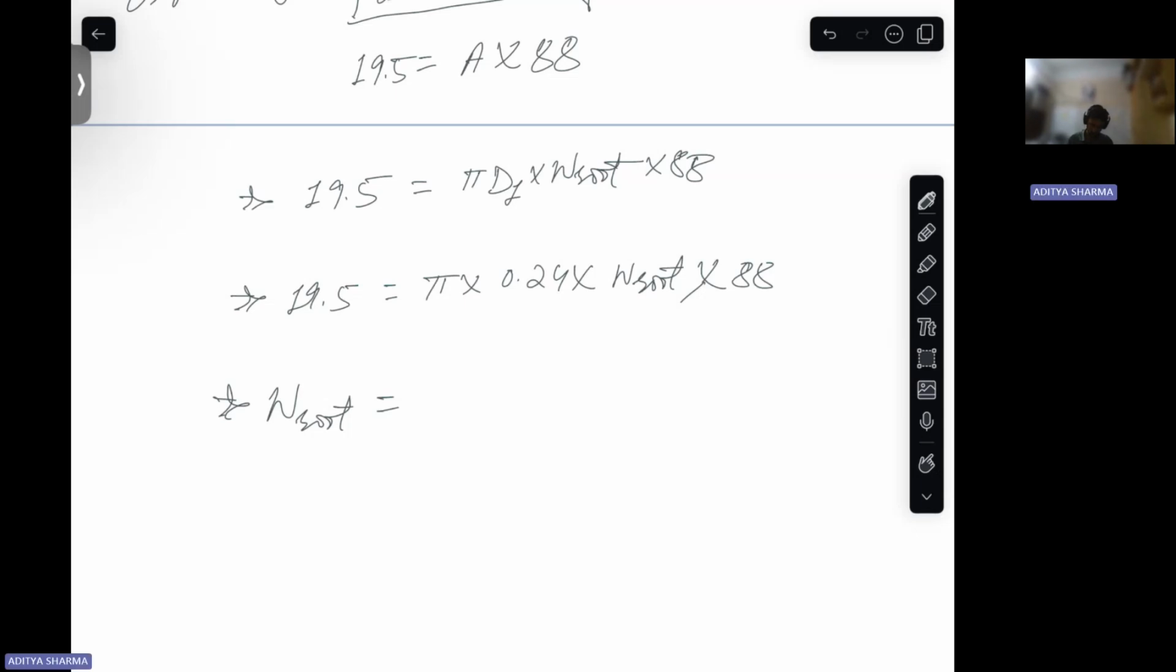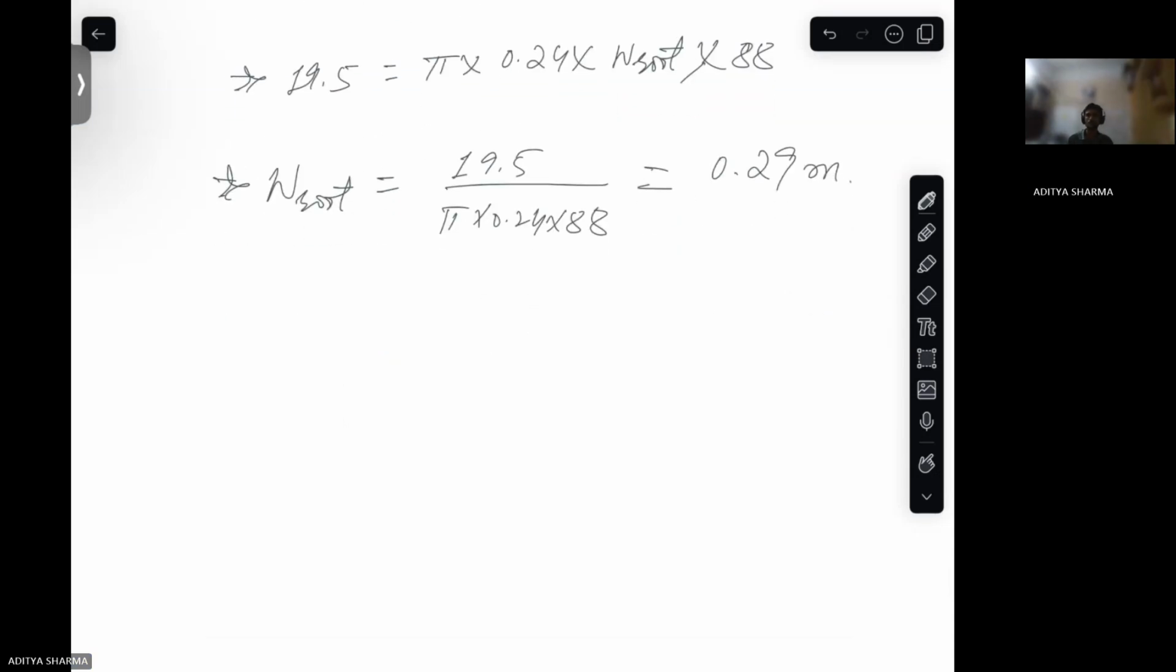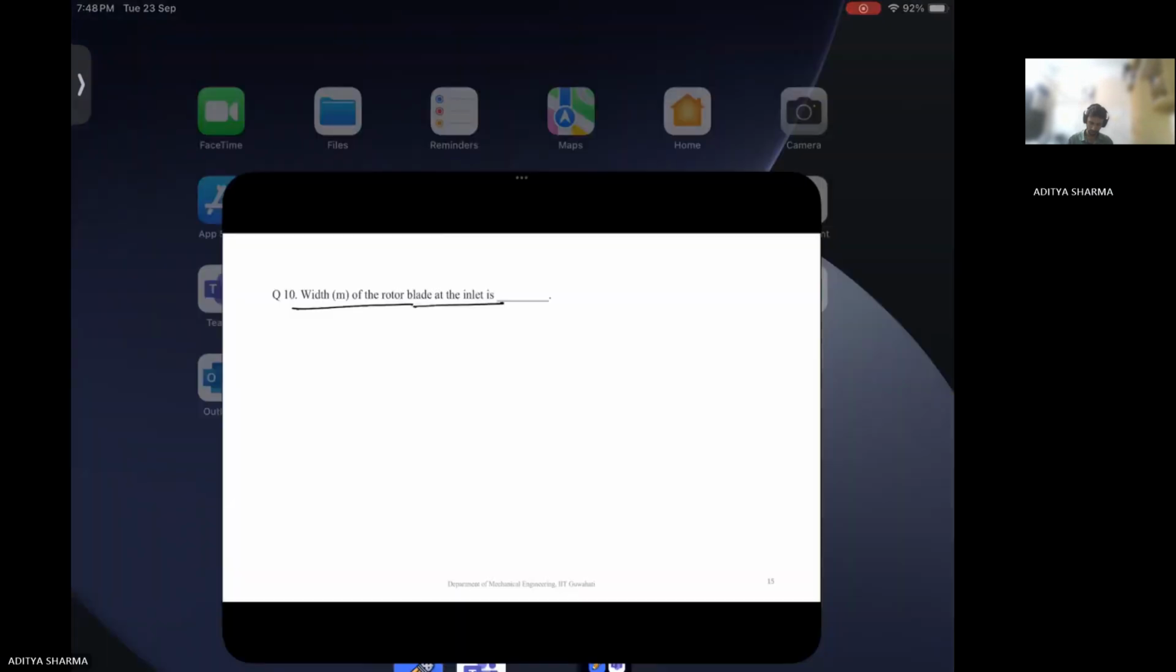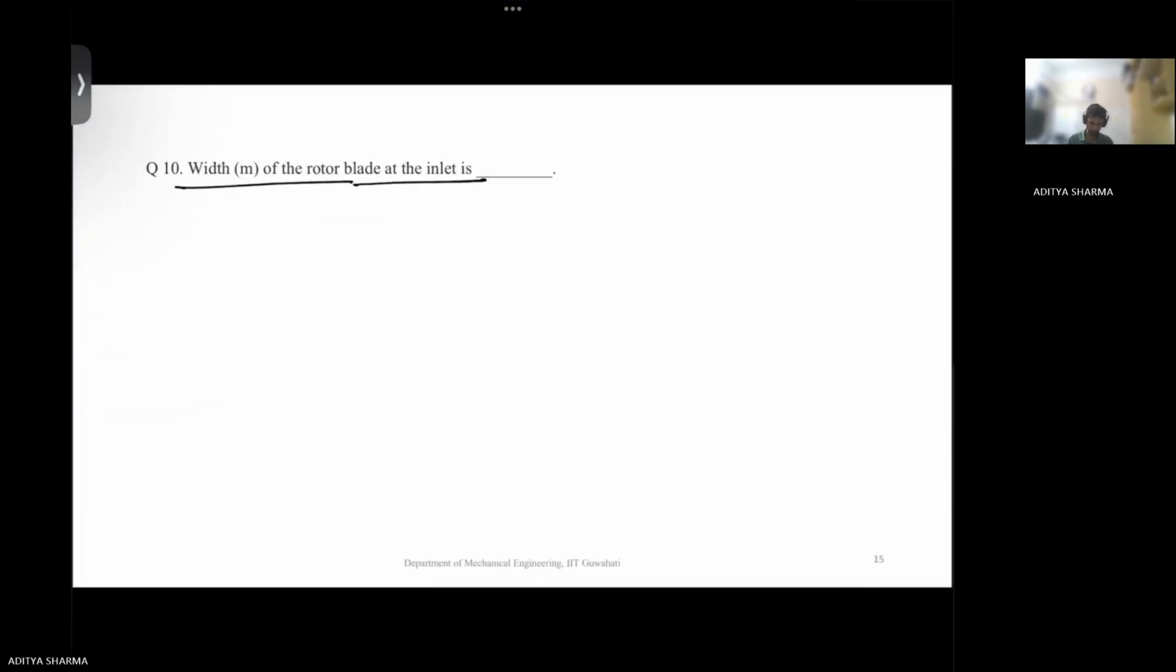And this will come out to be 19.5 by pi into 0.24 into 88. If you calculate this, this will come out to be 0.29 meters. So this is it for question number 10.